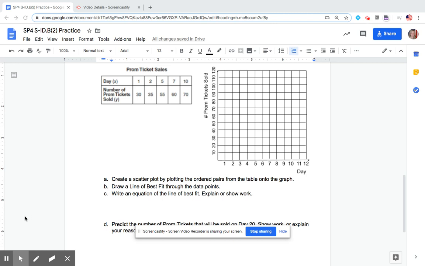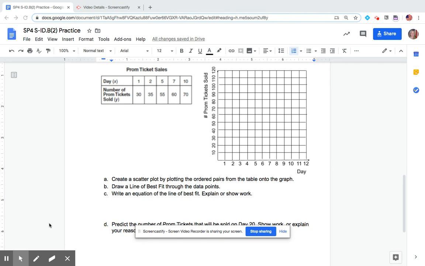In this lesson, we'll continue looking at tables of values and two-variable statistics. We're going to make a scatter plot, look at the trend, draw a line of best fit, and then write the equation and use it to make a prediction.